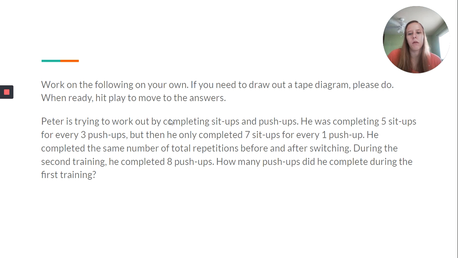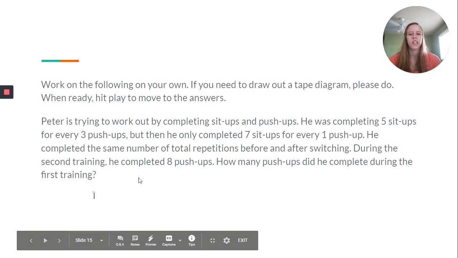Peter is trying to work out by completing sit-ups and push-ups. He was completing 5 sit-ups for every 3 push-ups, but then he only completed 7 sit-ups for every 1 push-up. So he completed the same number of total repetitions before and after switching. So during the second training, we know he completed 8 push-ups. We need to find out how many push-ups he did during the first set of training.